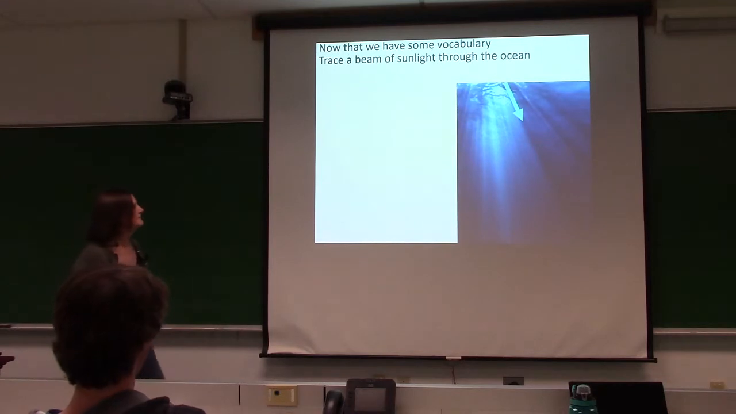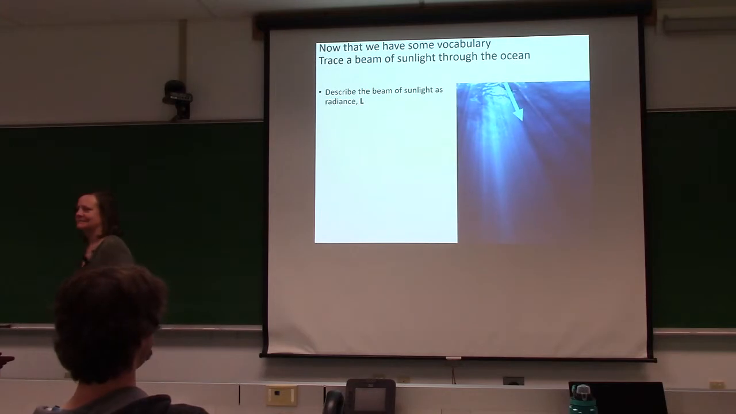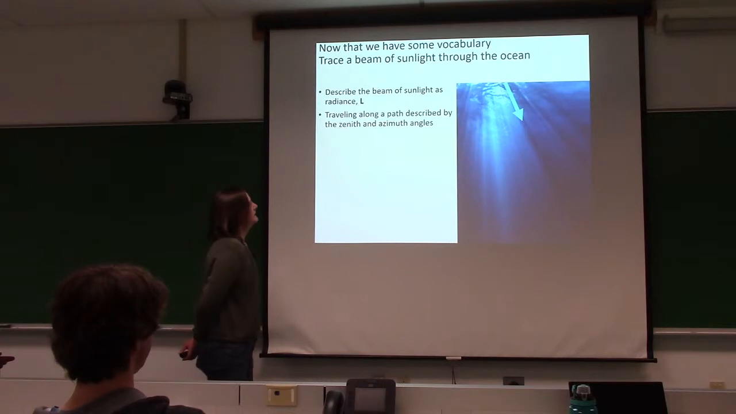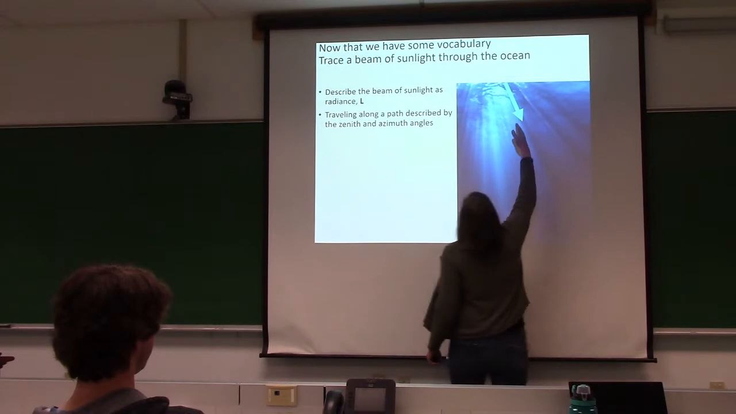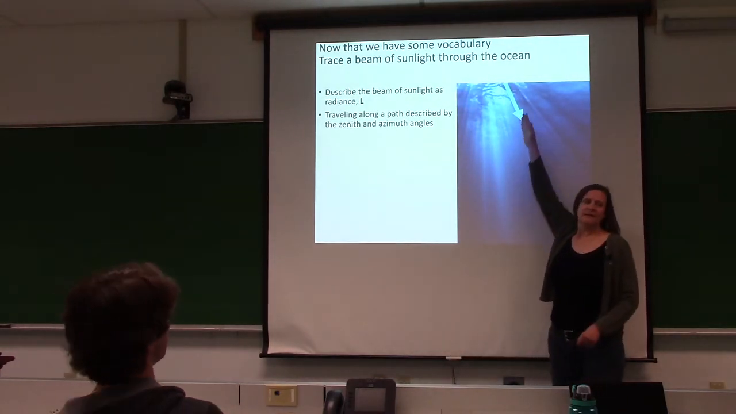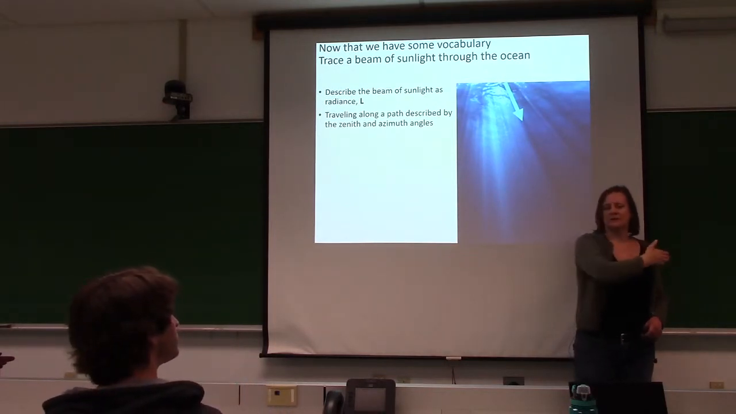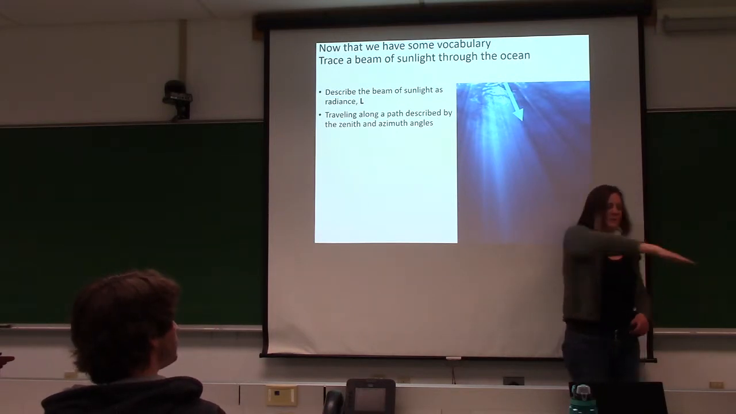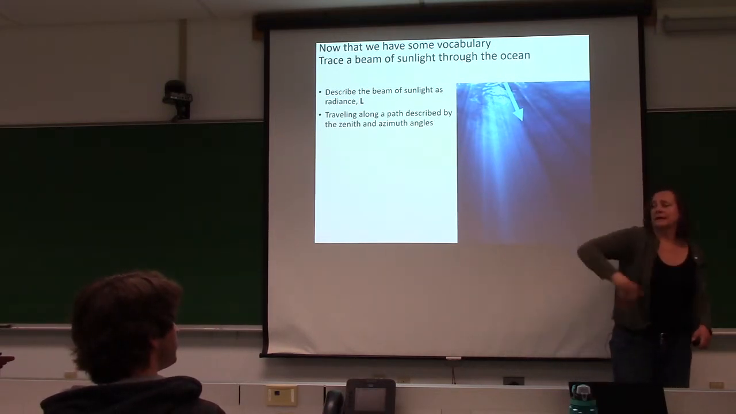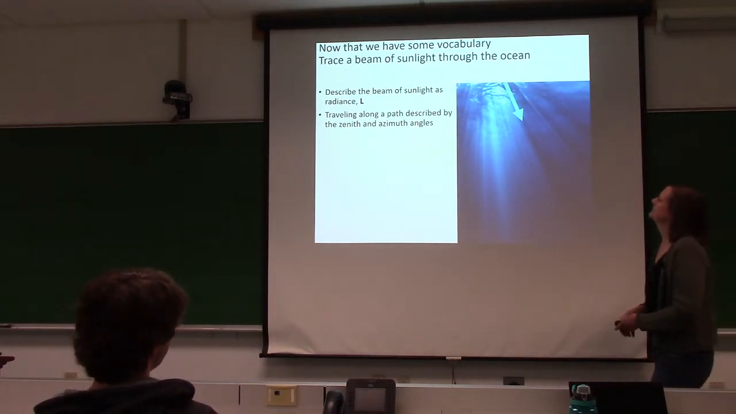Okay. All right. So we're going to call that beam of light radiance, luminance, L. And that light is traveling along that path. And one of the things we have to think about is that that's coming in at an angle relative to the vertical. And it's also coming in at some azimuth angle. I'm going to ignore this right now, just because it won't fit on the slide. But we're following that angle down, okay?